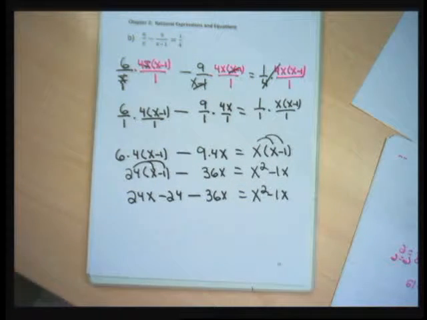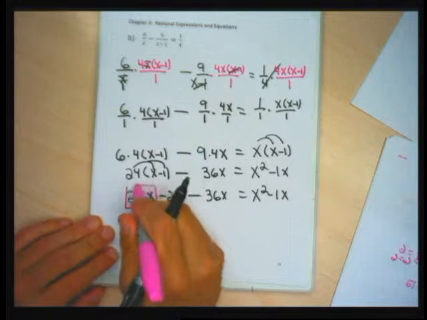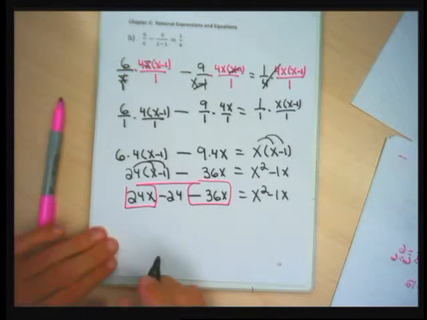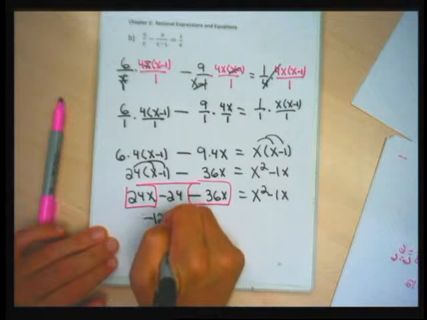So I've cleared my parentheses. I have a square, which means I'm going to solve by factoring, which means I need to get a 0. But before I go about getting my 0, I'm going to simplify the left-hand side by combining 24x minus 36x and getting minus 12x.